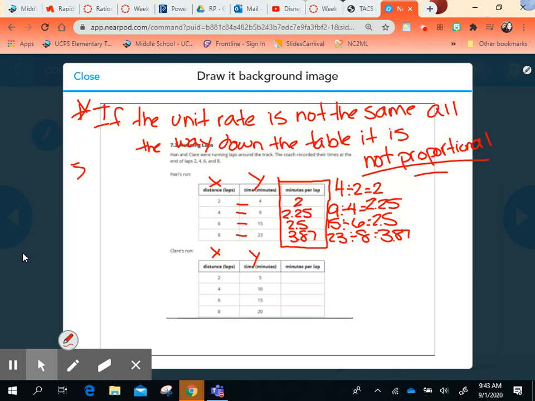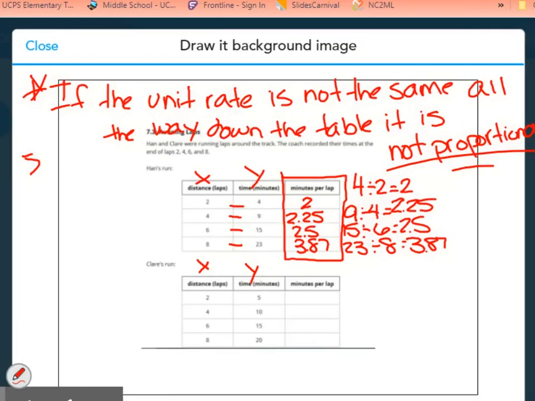Si el número o la unidad no es la misma desde arriba a abajo en una tabla, entonces la tabla no es proporcional. Okay, we're going to check out Claire's run now.